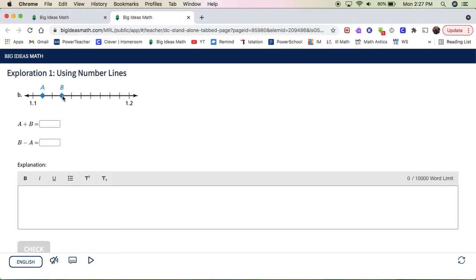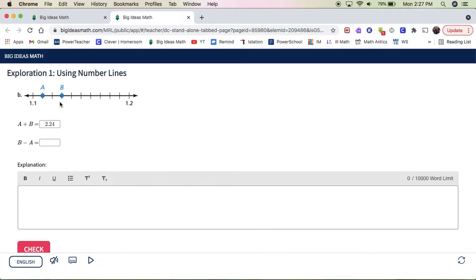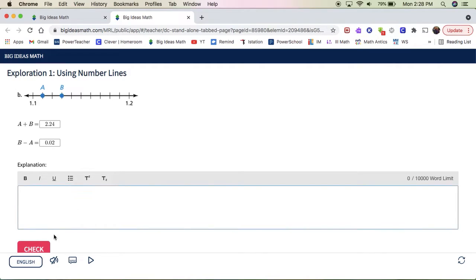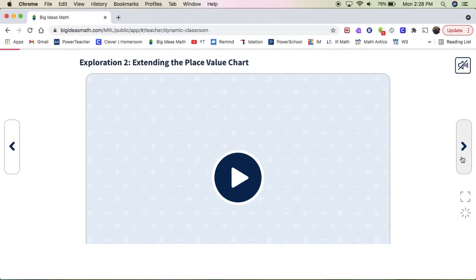So if this is 1.13 and this is 1.11, if you add those together, you would get 2.24. But if you subtract them, if you say 1.13 minus 1.11, then you get 0.02, or 2/100, for an answer. And they're just showing you can use a number line to do that. So I'm just going to quickly show that to you. Move on to the next example.